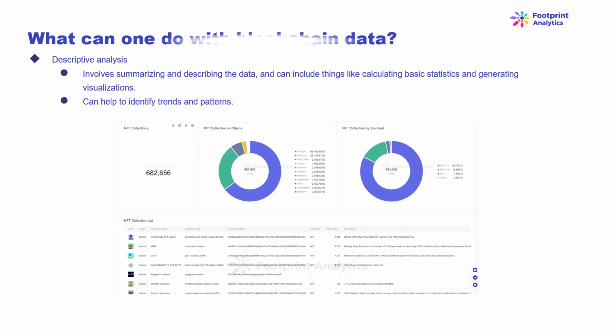There are many different methodologies that can be applied within on-chain data analysis. Some common examples include descriptive analysis, which involves summarizing and describing the data, and can include things like calculating basic statistics and generating visualizations. This type of analysis is useful for getting an overall picture of the data, and can help to identify trends and patterns.